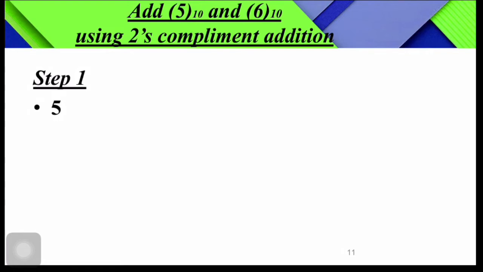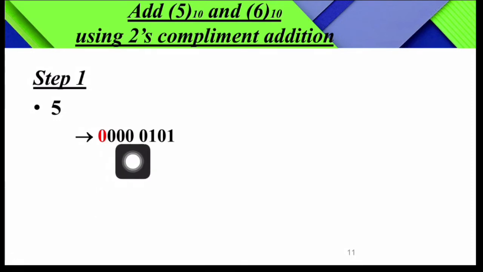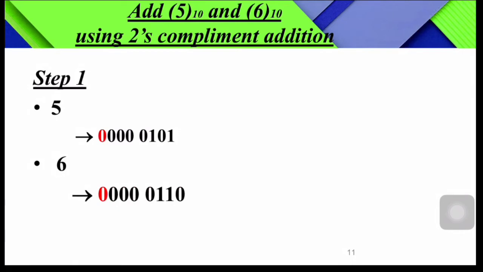Since it is a positive number, the MSB in the 2's complement representation will be 0 and the remaining 7 bits will be the binary representation of 5, which is nothing but 0000101. Similarly, you can see 6. It is also a positive number. Correspondingly, the MSB in its 2's complement representation will be 0 and the remaining 7 bits will be the binary representation of 6. So we get 0000110. Got it?